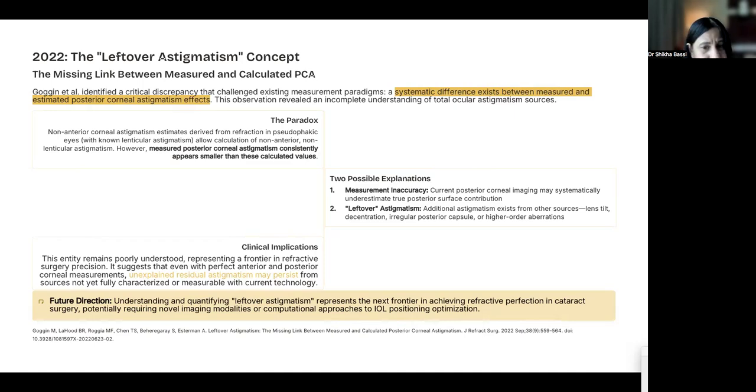It could be because of lens tilt, decentration, irregular posterior capsule, or higher order aberrations, but that's something one can look into and research further.